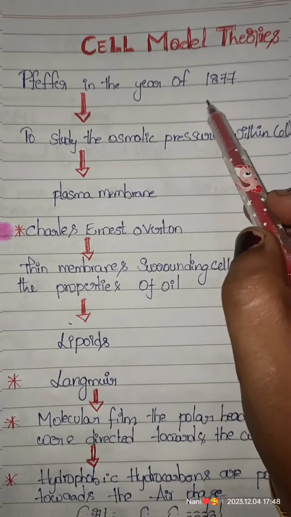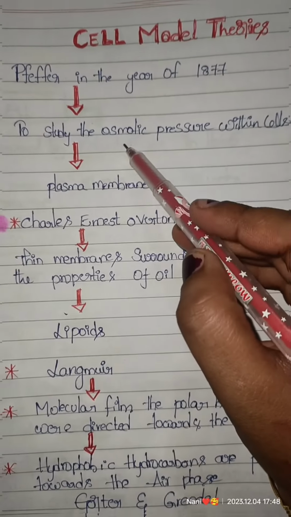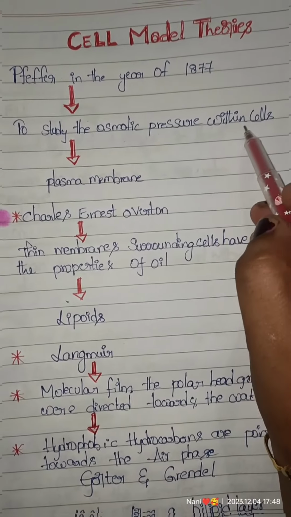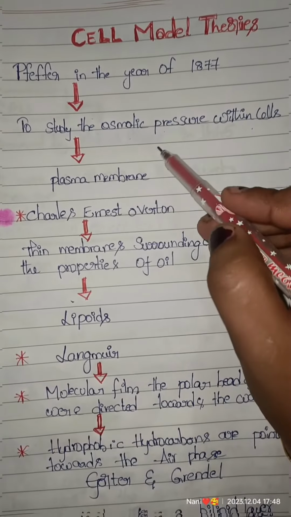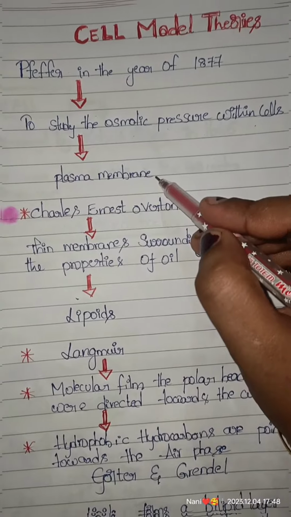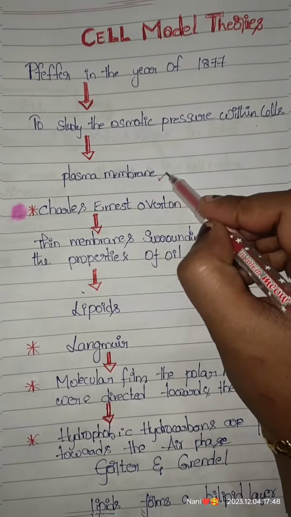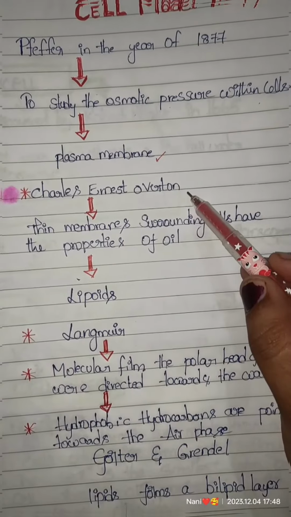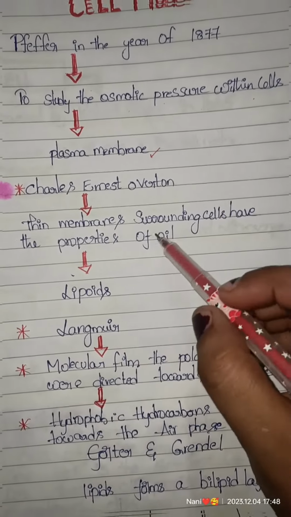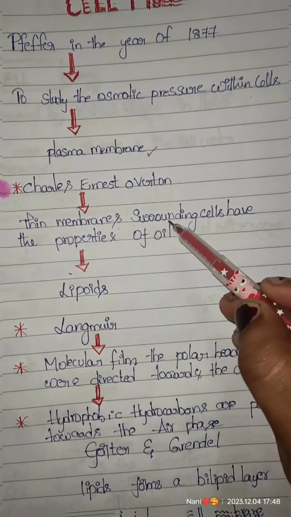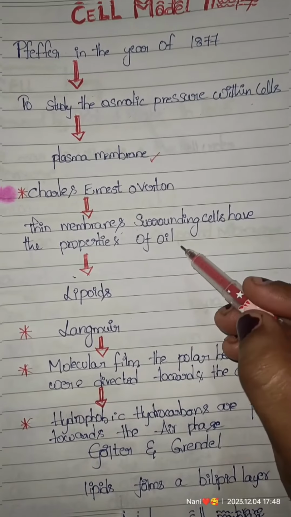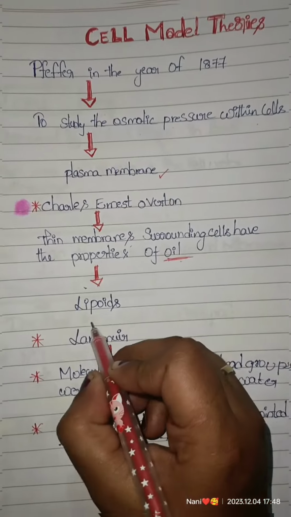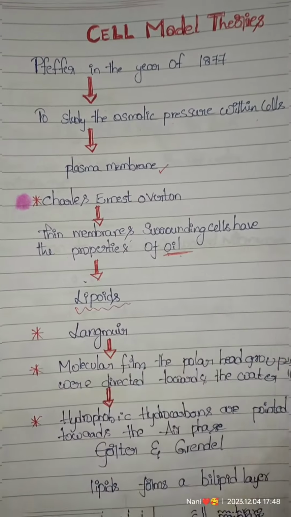Pfeffer, in the year 1877, was the first scientist who studied the osmotic pressure within the cell, and he referred to the cell membrane as the plasma membrane. And then Charles Ernest Overton was a scientist who proposed that thin membranes which surround the cells have properties like oil, and he named it lipoids.